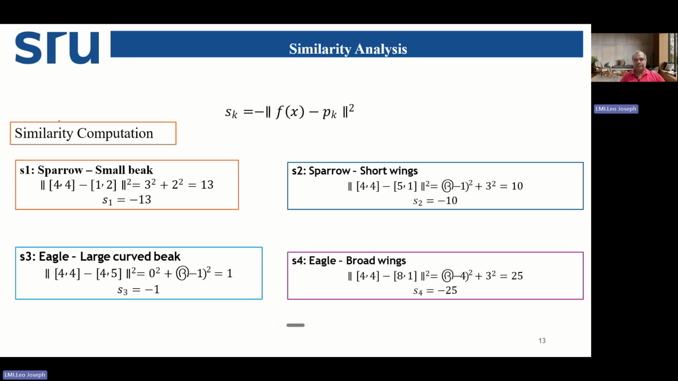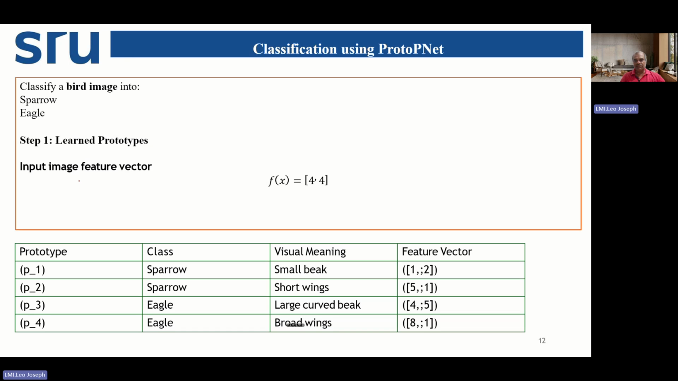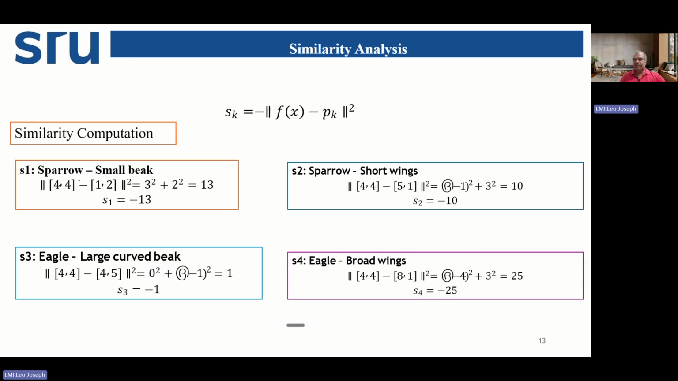we get minus 13. Similarly, 4 comma 4 minus 5 comma 1. You can see here, next short wings. So we are getting the value as minus 10. Similarly, 4 comma 4 minus 4 comma 5, minus 1, and 8 comma 1, minus 25. This is how the similarity is computed; how close it is, the similarity is inversely proportional. That is what I am telling.